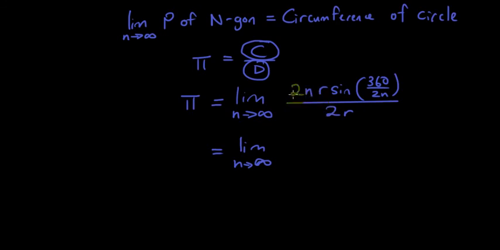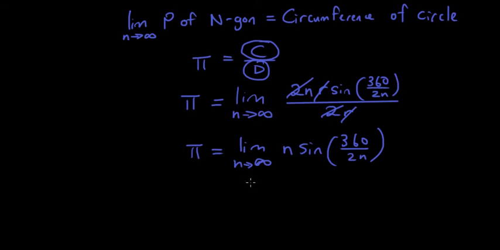Okay, so now we're going to cancel out the 2 on the top and the bottom, because 2 divided by 2 is 1 and r divided by r is 1. So pi is simply n sine 360 over 2n. Right, that is the algebraic way of expressing what pi is.